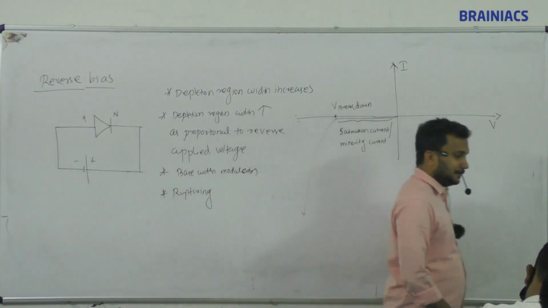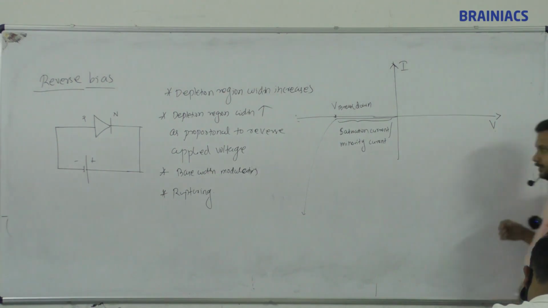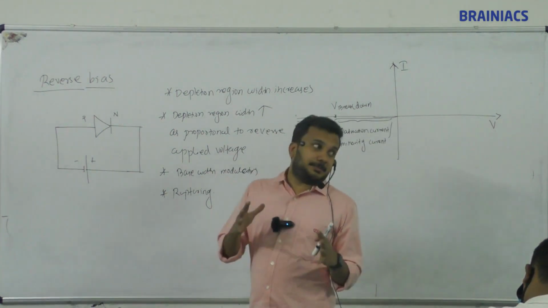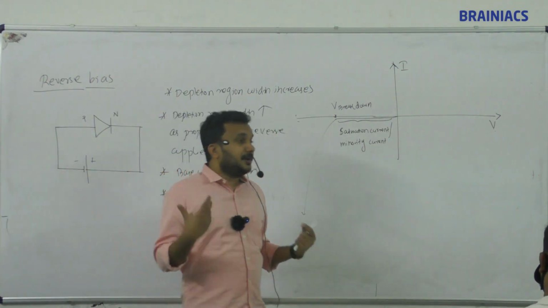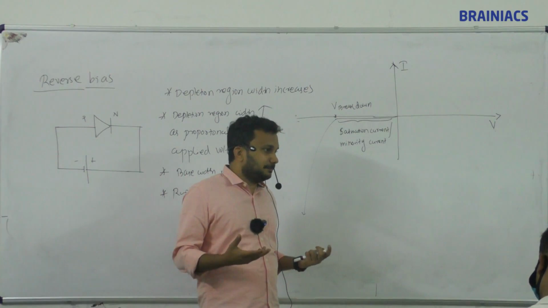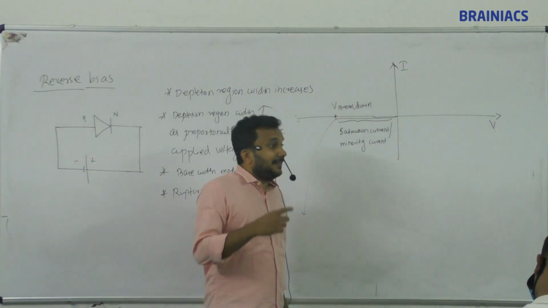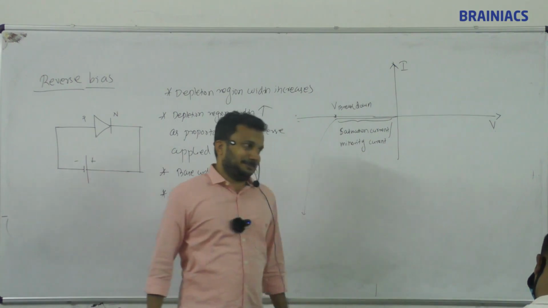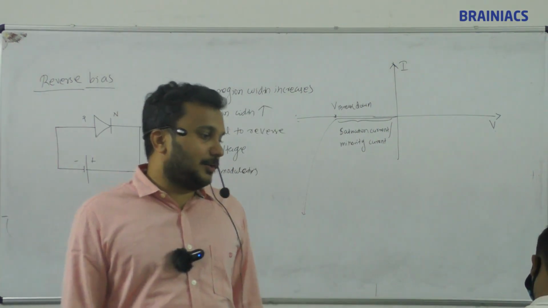How will the current start increasing? At diode breakdown, we have the full base width depletion region. Further than that, if you try to increase the voltage, the diode will undergo breakdown. How exactly the breakdown happens I will explain; that is my next topic.